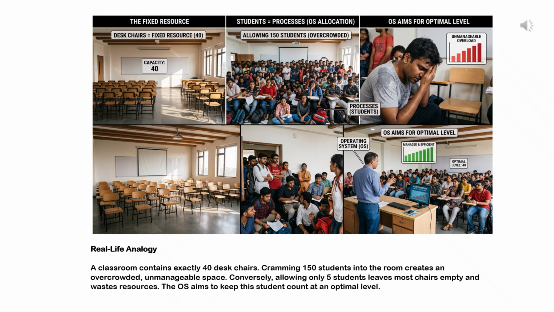Imagine a classroom with 40 chairs. If 150 students enter the room, it becomes overcrowded. Students cannot sit comfortably, and the learning environment becomes chaotic. Now, imagine only 5 students sitting in that same classroom. Most of the chairs remain empty, which wastes available resources. The ideal situation is somewhere in between. Similarly, the operating system maintains an optimal number of active processes in memory to ensure both efficiency and stability.